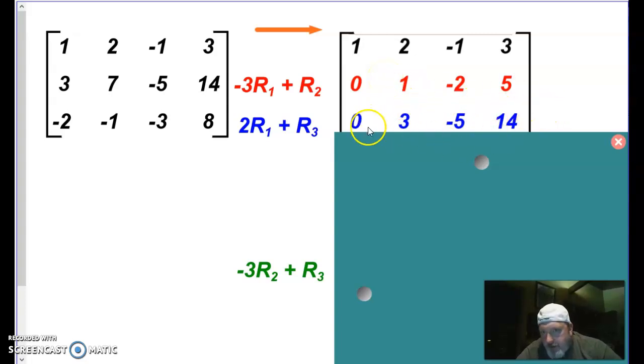Now we can tackle this row. So I want this to be a 0. I'm going to, and what you can see down here already, kind of foreshadow, but I'm going to multiply this new row now by negative 3 and add it to this one.